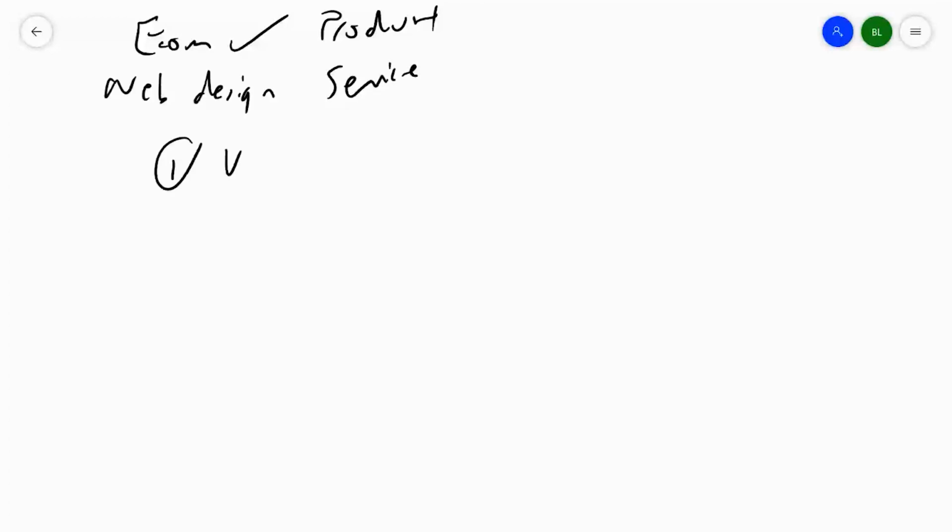So let's say we look at, this is for a product business. What if we try a service business? Let's say this one is web design. Again, let's say you're offering a web design service to businesses. So the first step is again, value content.